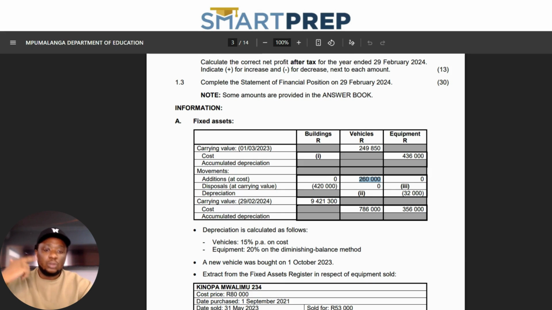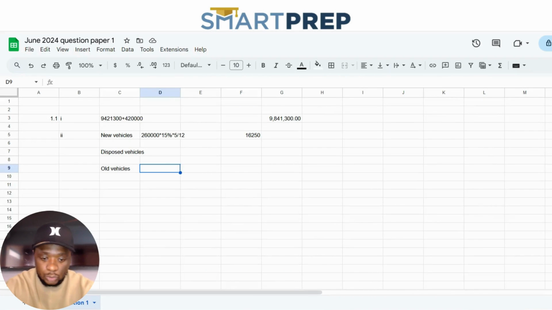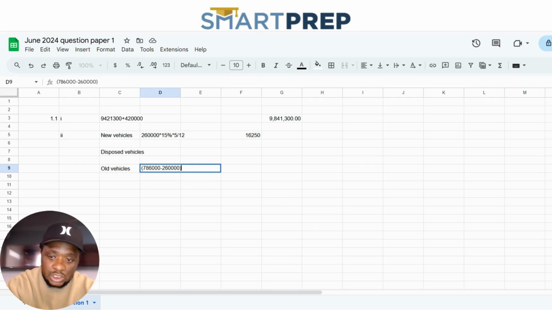And so in order to get the cost then at the beginning, because remember that we have no disposal in this case, so the only thing that happened to the balance at the beginning would have been to add the additions to then get the cost at the end. So then you can use that same logic, that you can take the cost at the end, you then subtract the additions you did so that you can get the cost at the beginning. So that's what you're going to do then. So we're going to say, well, 786,000, which is basically all the vehicles that the business has. And then we're going to subtract the vehicles that we purchased during the year, which is 260,000. Now that will give you the cost of the old vehicles.